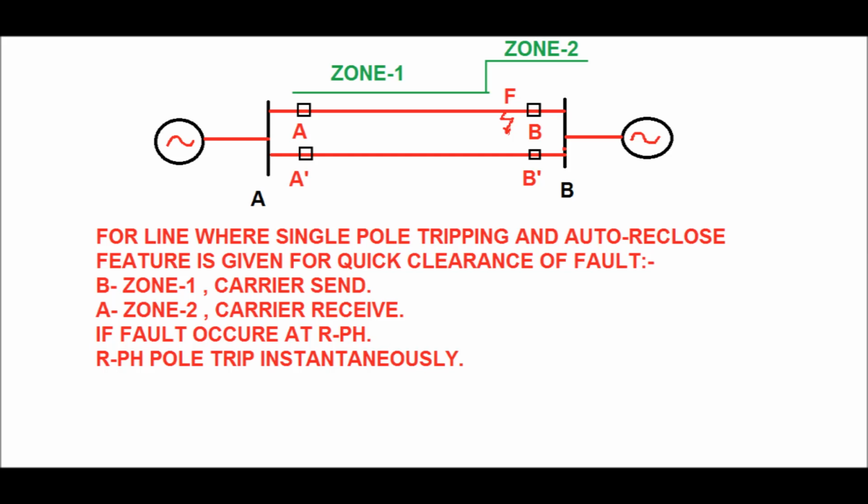Let's say the fault occurs in R phase. It will trip the R phase pole in Zone 1 time. At the same time, carrier will be sent from the relay at substation B end. Simultaneously, at the relay at A end, there will be Zone 2 pickup and carrier will be received at substation A end. Therefore, there will be carrier aided trip, that is an instantaneous trip from substation A end. The R phase breaker will trip instantaneously, so now the R phase breaker has tripped instantaneously from both substation ends.